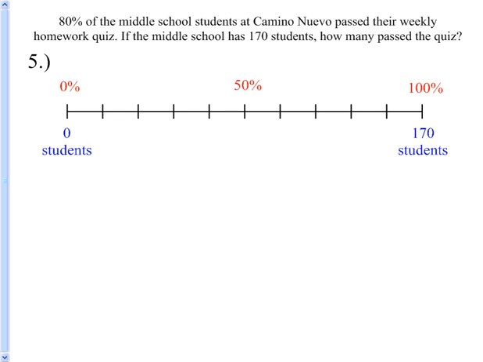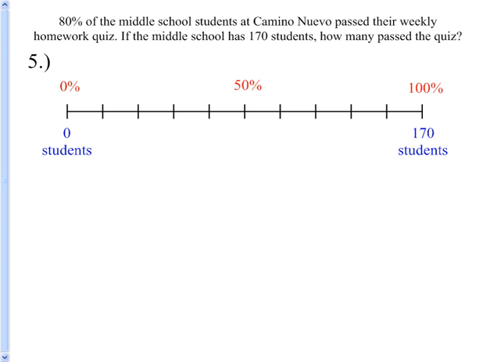This is the homework quiz for week number 16, and this is question number 5, which asked if 80% of the middle school students at Camino Nuevo pass their weekly homework quiz. If the school has 170 students, how many passed the quiz? This was a question that a lot of students struggled with this week.